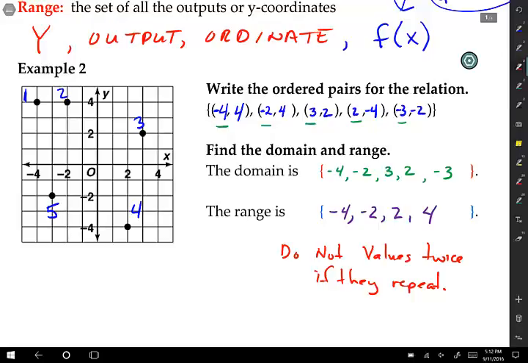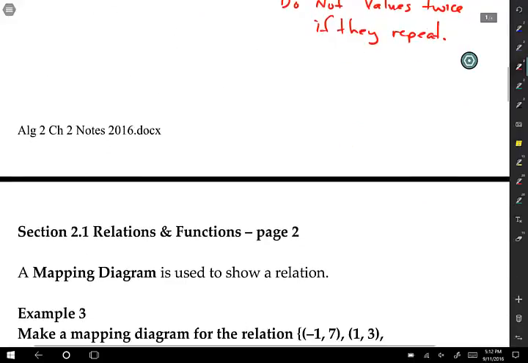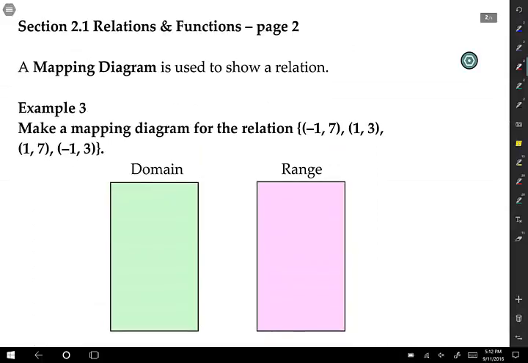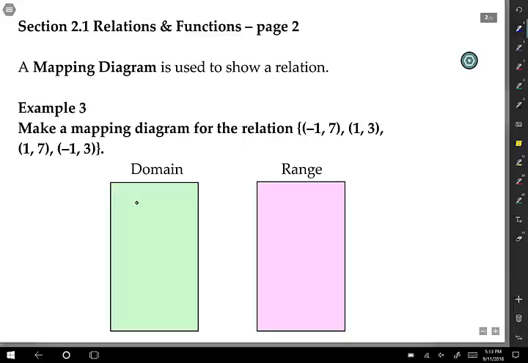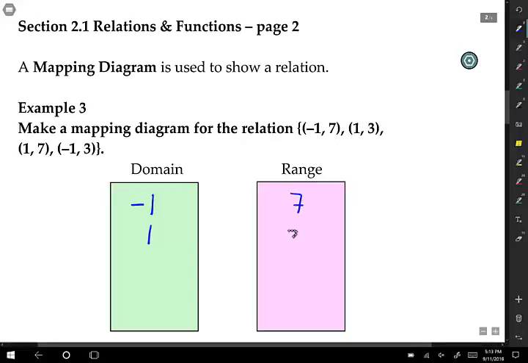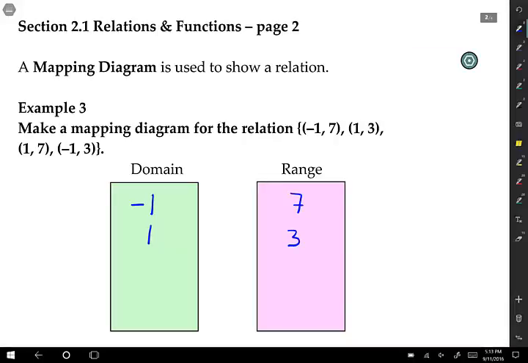All right, well, let's move on down to example 3. Example 3 uses the ideas of mapping, and it's a way that we can illustrate a situation through drawing some arrows and grouping things in domain and range. So I'm going to write down my values for my domain here in the left-hand green box. My domain is -1, +1, and that's it. My range, on the other hand, is 7 and 3, and that's my range because I've covered all of them, even though I have 4 points.